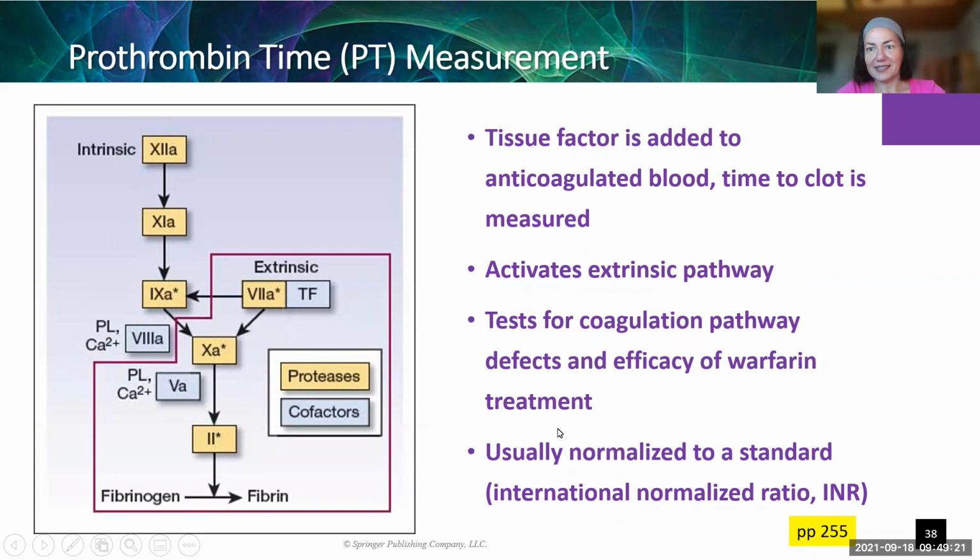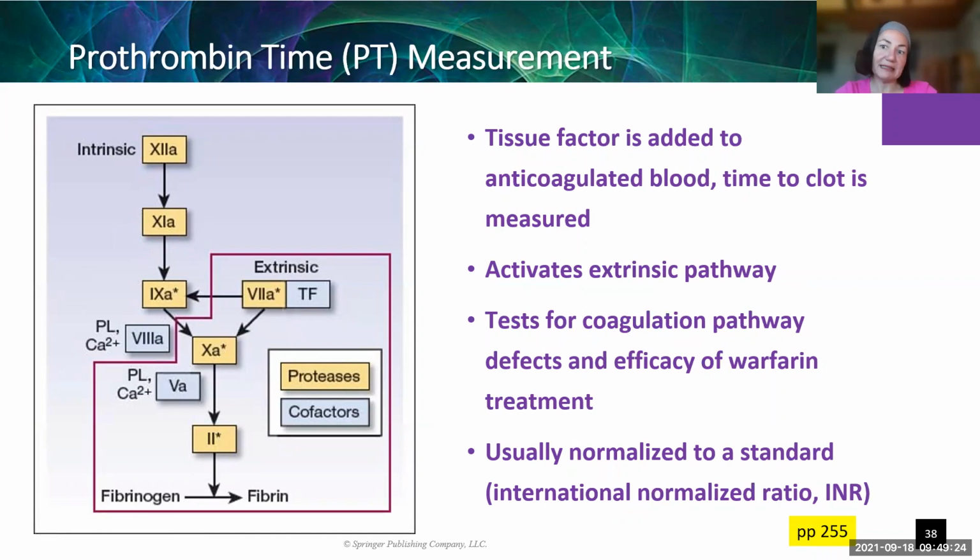Now you've heard of the tests, the PT test and the PTT test. And so let's talk a little bit about those. The prothrombin time, the PT test, what basically that's testing is the extrinsic side of things. So tissue factor is added to anticoagulated blood. So a blood sample is taken from a patient, spun down, separate out the plasma, and then the plasma is divided. Some of the plasma is going to get tested here with the PT test.